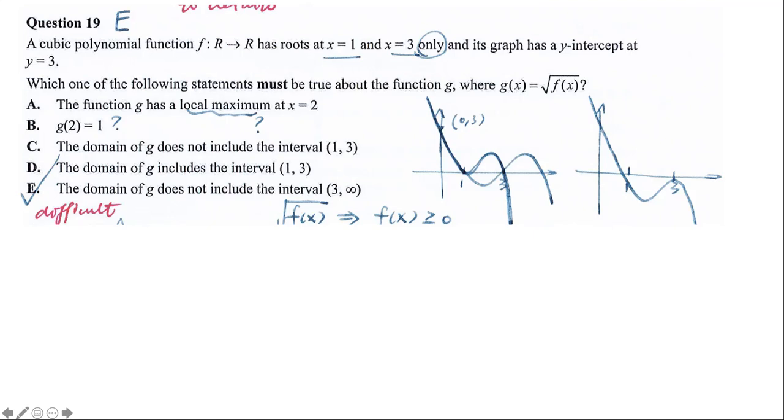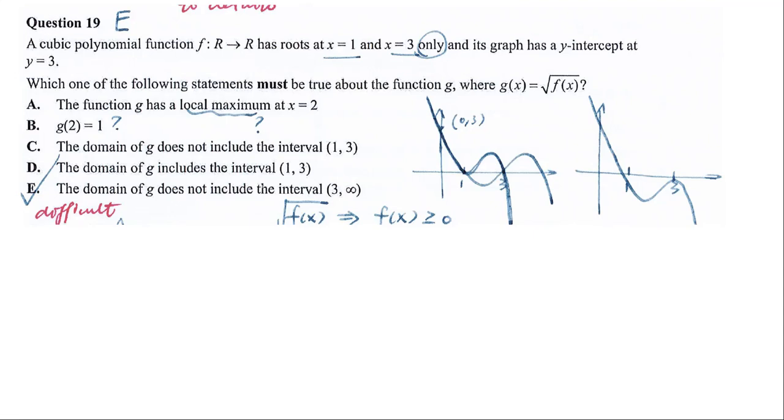If you want to find the correct statement about g of x equals root f of x, you should notice that to make sure root f of x is defined, the inner part must be greater than or equal to 0. So you start to observe your rough sketch of f of x. From the graph, you can see from negative infinity to 1, yes, that's good. It's above or at the x-axis. From 1 to 3, including 3, okay, that's still positive or 0. I mean the y value.